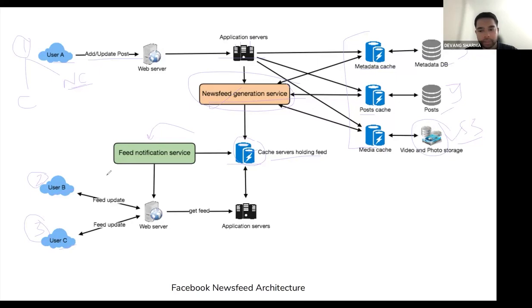Let me repeat what I said. Flow number one: we talked about when a user uploads a post, how it will be stored in the database, how it will be passed to the newsfeed generation service, and how it will be pushed to the followers. All of this end-to-end flow we talked about here. This notification service, think of it like a publishing service. It's just notifying our followers. This is the cache it is reading from, the same cache the newsfeed generation is working on, and that's how it is generating.